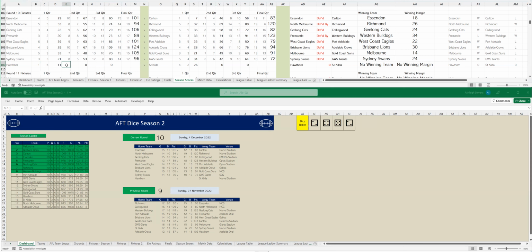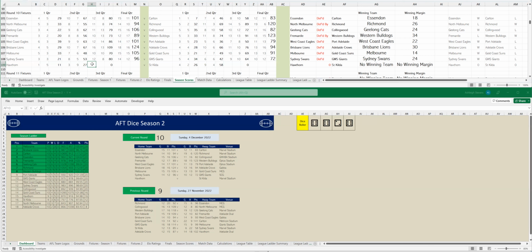Hawthorn have kicked 2 goals, 4. So that's 3 goals, 9. To St Kilda, 5 goals, 2. So that's 9 goals, 4. And at half time, St Kilda's leading by 31 points.